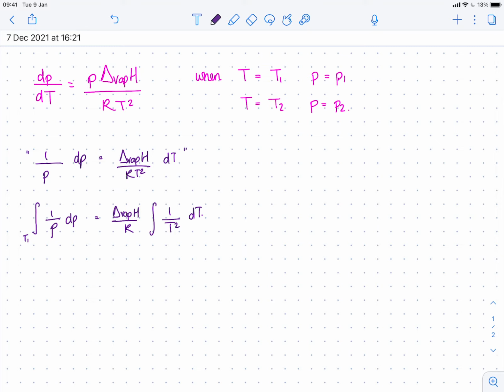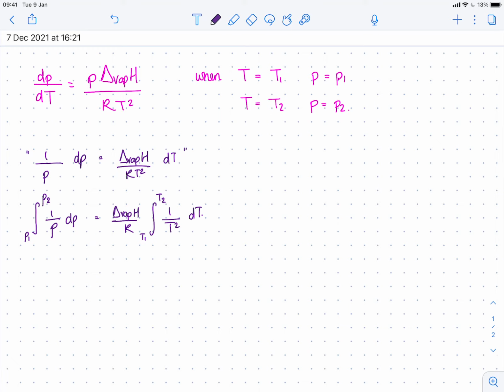So my pressure terms belong with my dp, and my temperature terms belong with my dt. And so now this is what my integral looks like. So I just need to take each of these two integrals in turn.